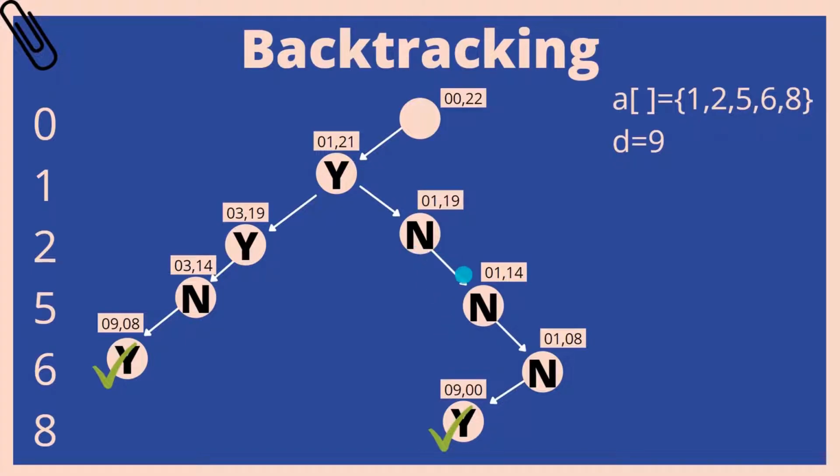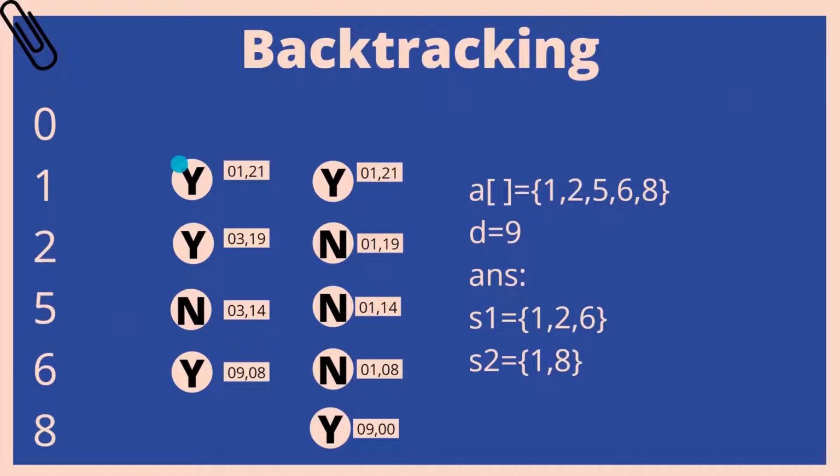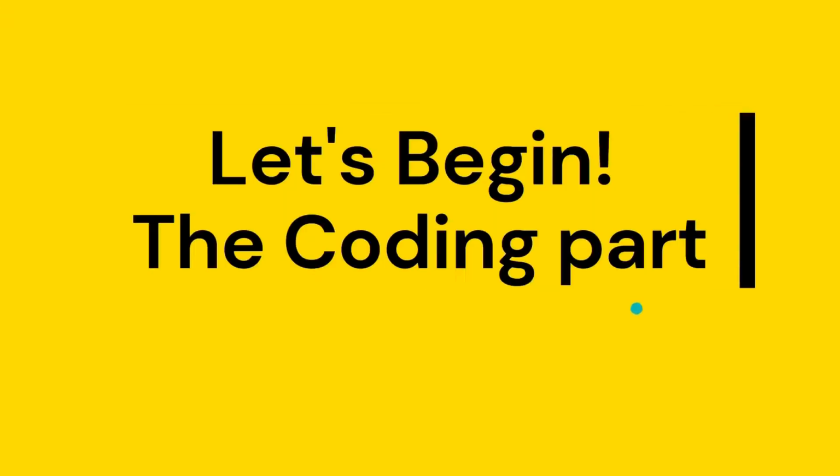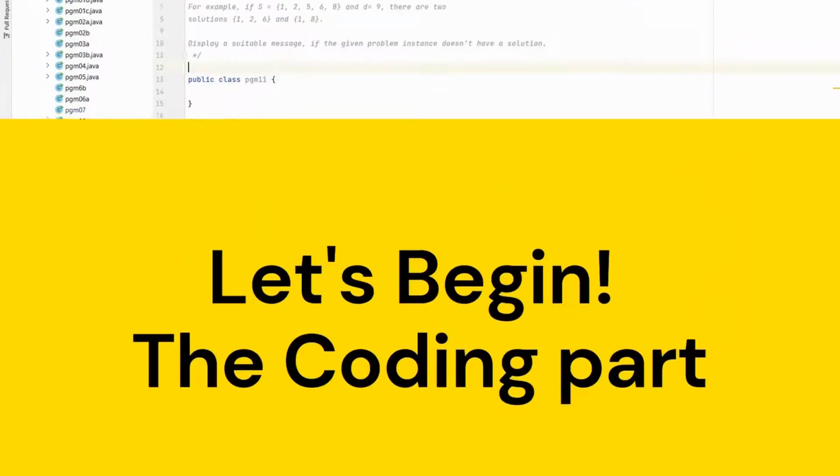So similarly we can move further in the tree also, but I am not doing so because it's of no use as we don't have any further solutions in this tree. But in our program we will move further. So now the two solutions are S1 is 1, 2, 6 and S2 is 1, 8. So now let's begin the coding part.